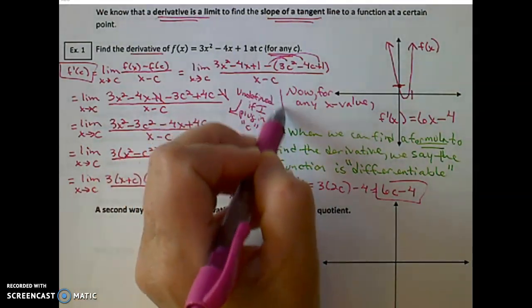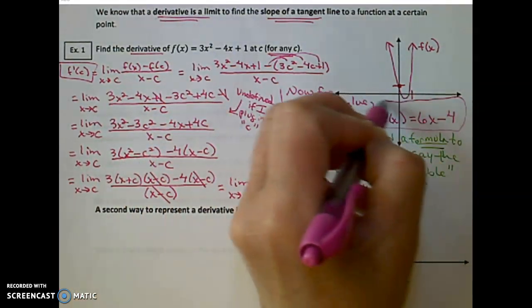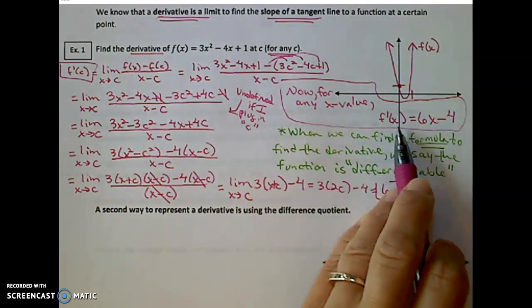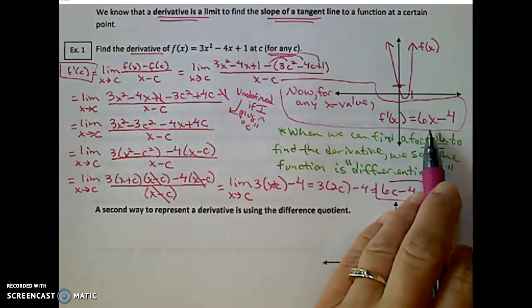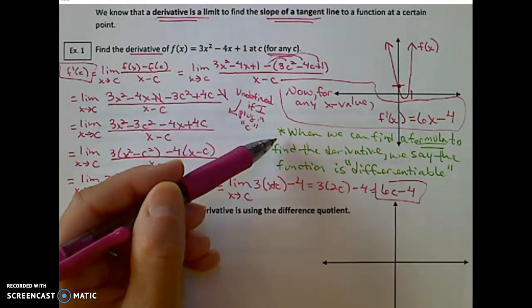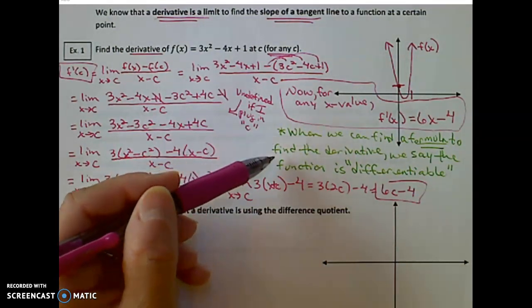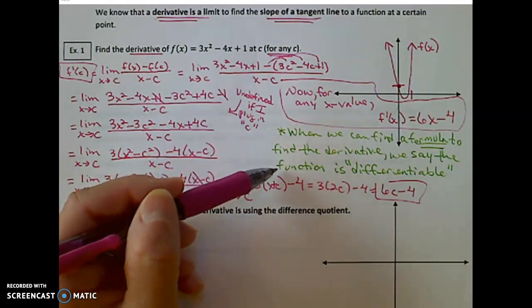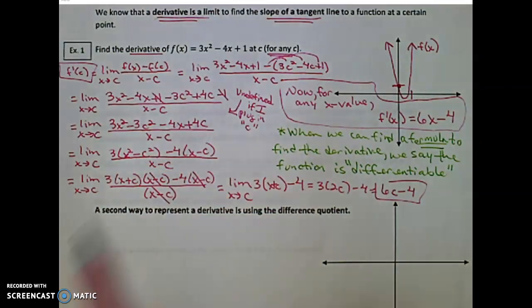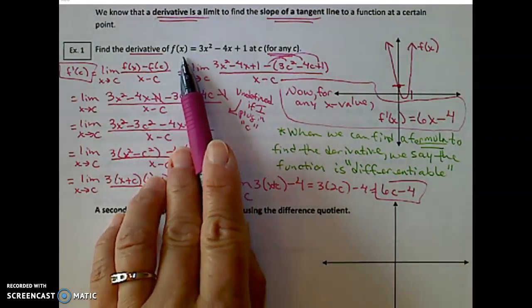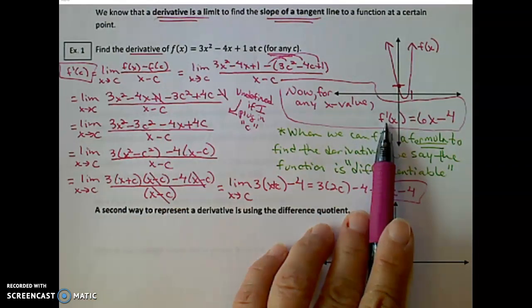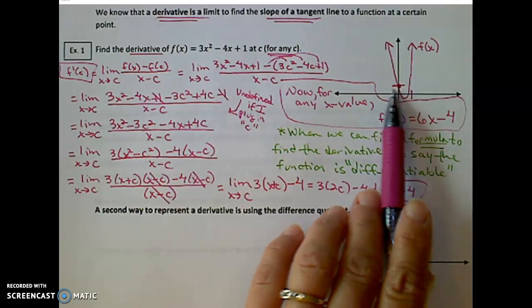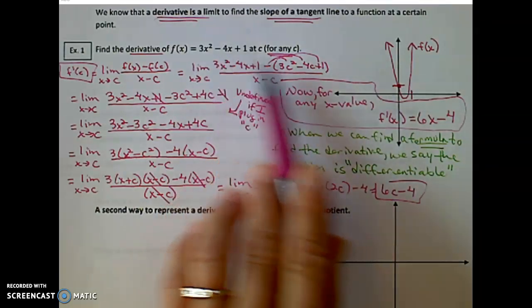We say for any x value, f prime of x, the derivative will be 6 times that x value minus 4. And when we can find a formula to find the derivative, we call that function differentiable. So this function is differentiable, and its derivative will always be f prime of x equals 6x minus 4. This is what that function looks like if I plug it in my graphing calculator.